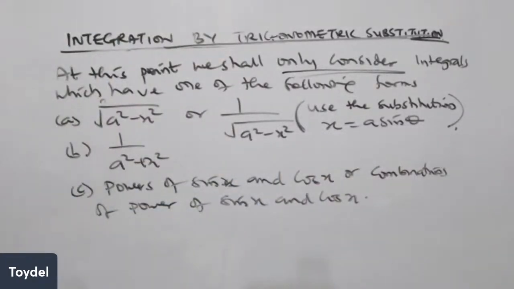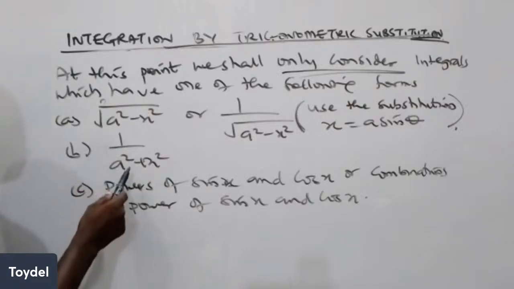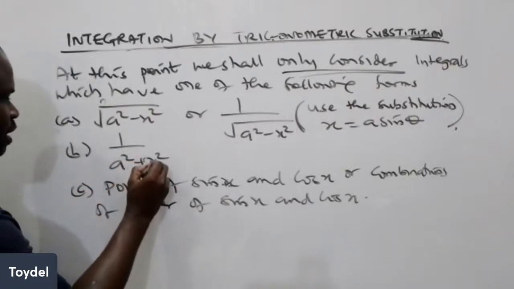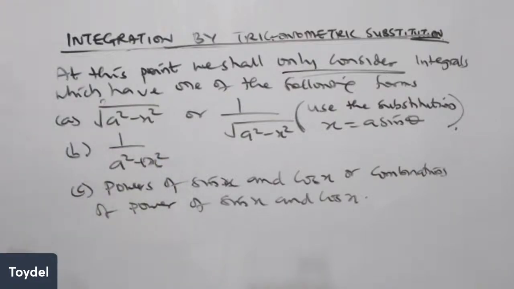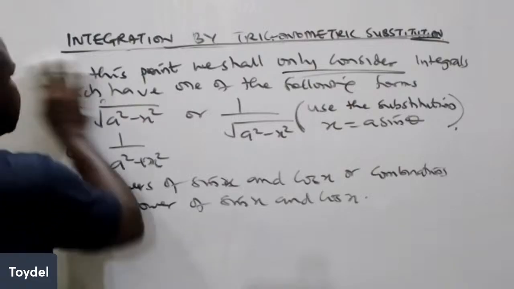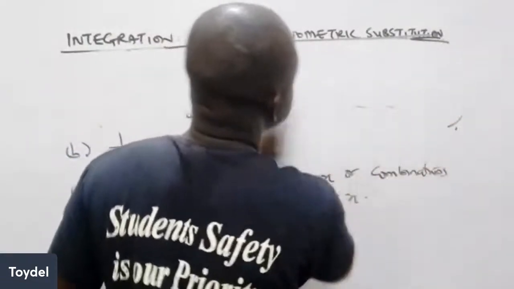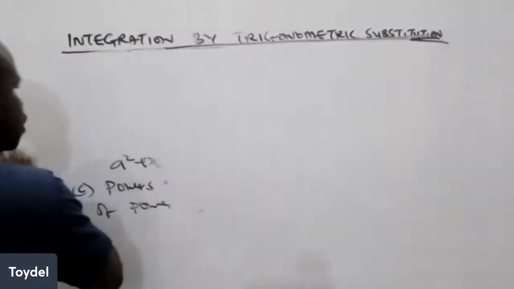We are going to see that by the time I introduce an example. Then the second one, where we have 1 over a squared plus x squared. We consider this type of problem also. Then C, powers of sine x and cos x, or combinations of powers of sine x and cos x. So those are the three types of problems under trigonometric substitution that we are going to consider. We are going to give 3 examples, then solve them. That is what we are about to do now.